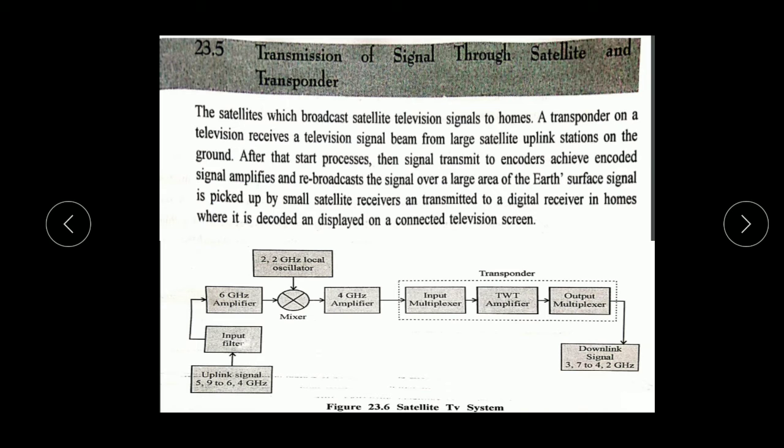Then we send it to the TWT amplifier, that is, the traveling wave tube amplifier. This is a high power microwave amplifier. Basically it amplifies the power level of the signal, and then we send it to the output multiplexer and on to the downlink signal system. The downlink signal system consists of the transmitter antennas. The downlink frequency may be 3.7 to 4.2 gigahertz.